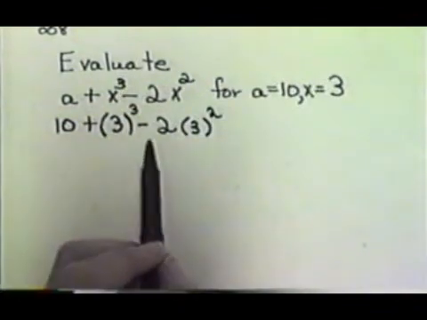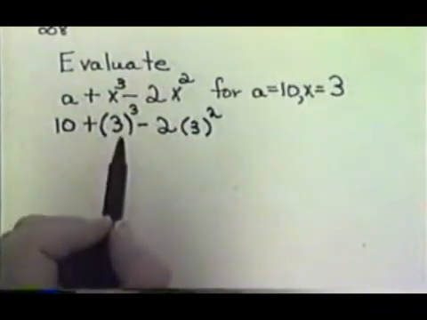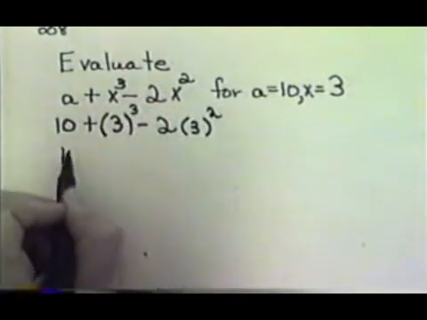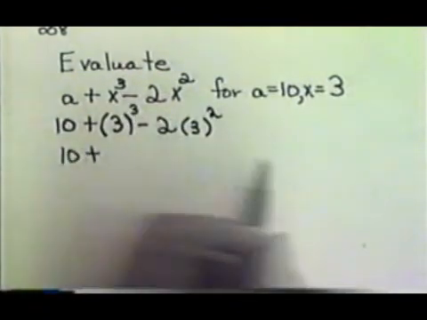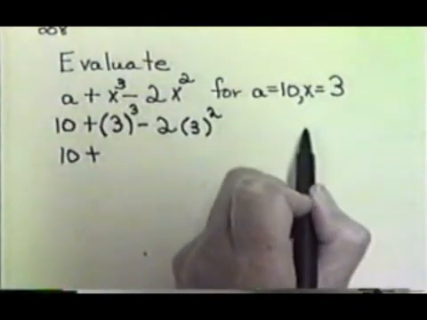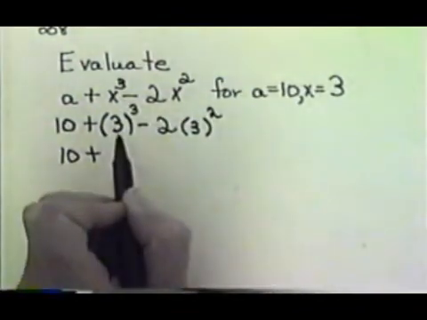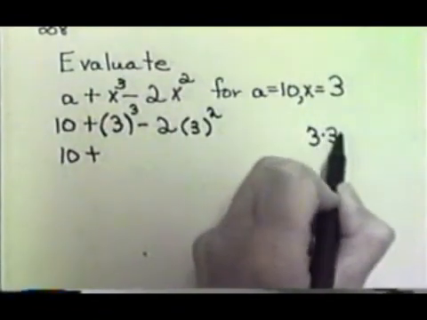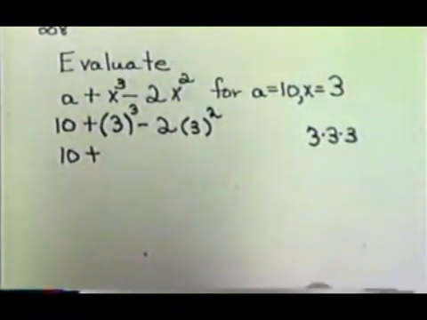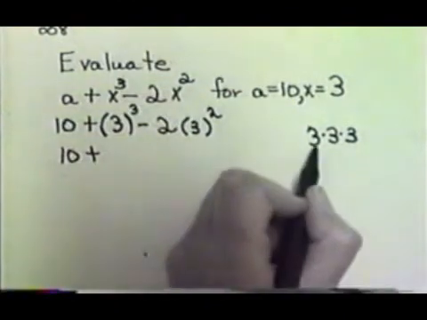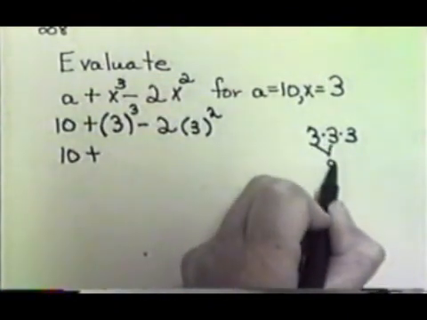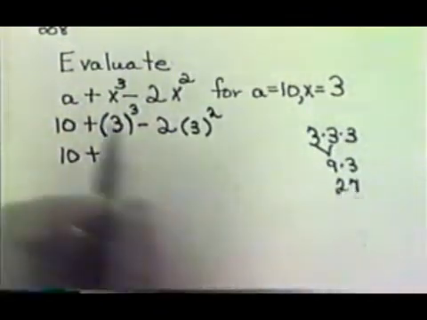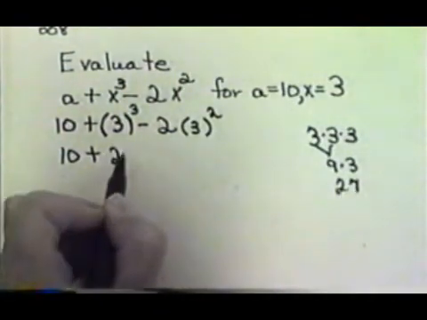So first of all, we go from left to right. We want to raise 3 to the third power. So I'd write down 10 plus, and if I raise 3 to the third power, it means 3 is used as a factor 3 times. So it means we multiply 3 together 3 times. And if we do that, we'll get 9 times 3, or 27. So we'll have 10 plus 27.